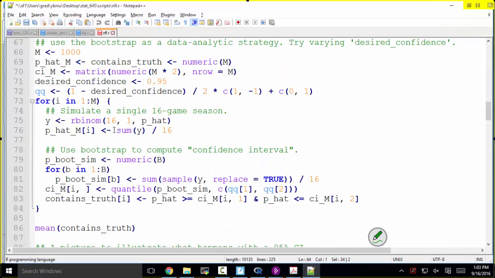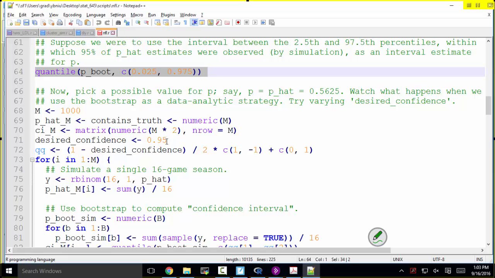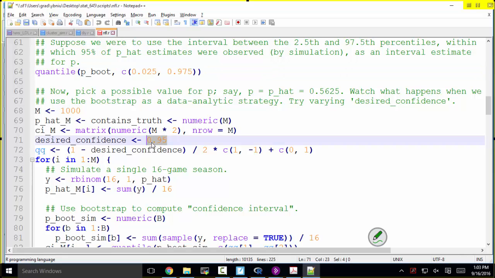So that's what this simulation was about. And I asked you to consider changing this desired confidence and run it a few times. 95% of all your 95% confidence intervals will contain the truth. If you changed this to 80%, 80% of those intervals would contain the truth.